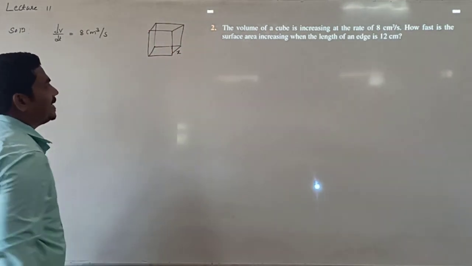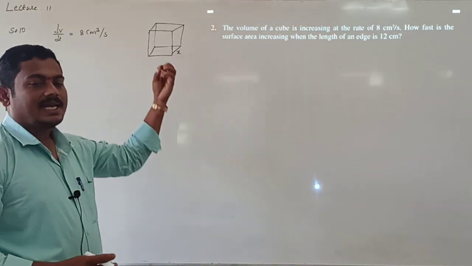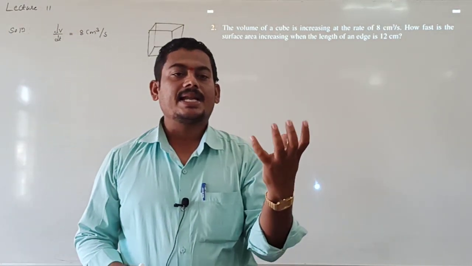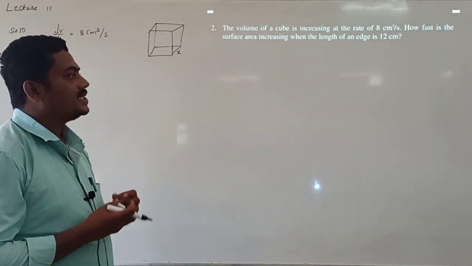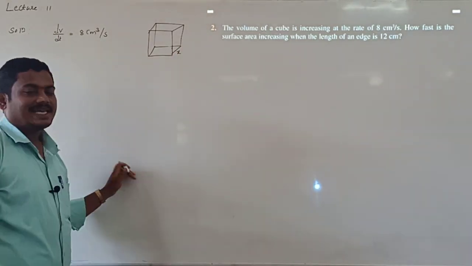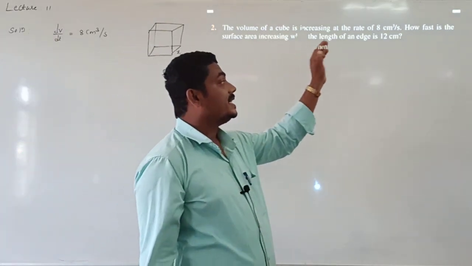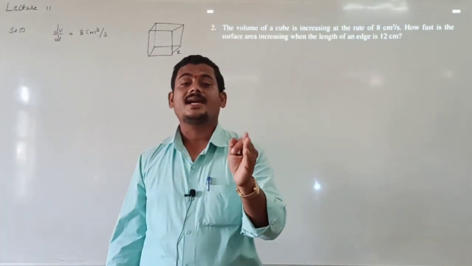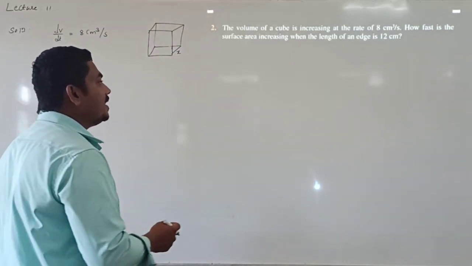Consider a cube whose edge length is x unit. Its volume is increasing, which means it changes with time. Initially the edge length of the cube is x unit. After some time, the x value reaches 12 centimeter. At that time, what is the rate of change of surface area of the cube?